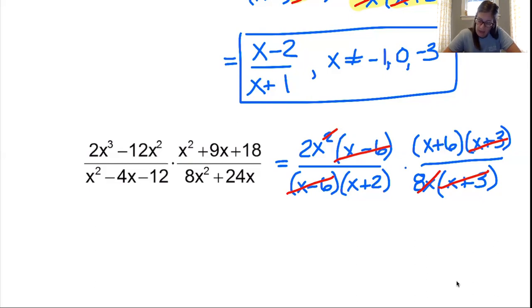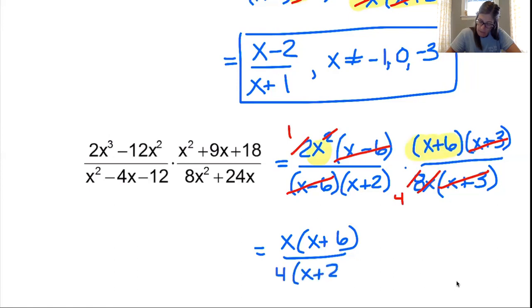And then I can also reduce the 2 over 8 because that divides by 2 to get me 1, and this will get me 4. It looks like I've canceled everything. Be careful on this one. Remember that an x remained in the numerator, and then there was an x plus 6. So when I write my answer, I'll have x times x plus 6 all over, and then we have the x plus 2 and the 4 that are left over.